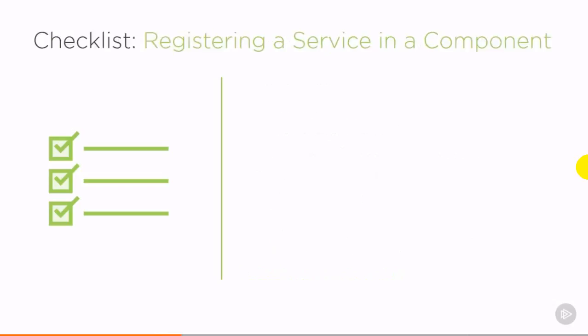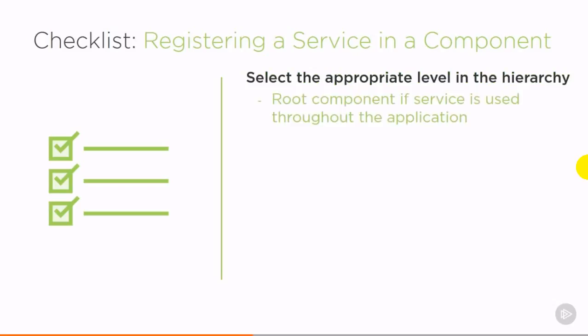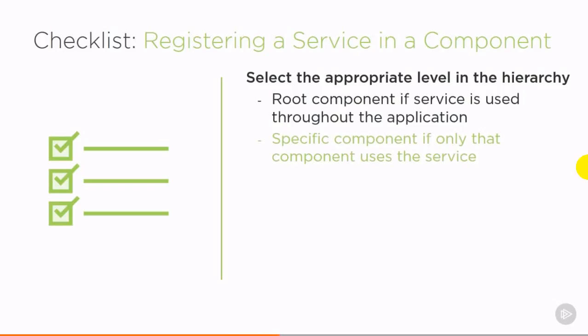We can register a service in a component or in an Angular module. We'll talk more about registering services in Angular modules later in this course. When using a component, the first step to registering the service is to select the appropriate level in the component hierarchy that the service should be registered. Use the root app component if the service is shared throughout the application. If only one component needs the service, register it directly within that component. Otherwise, select a common ancestor of the components that need the service.